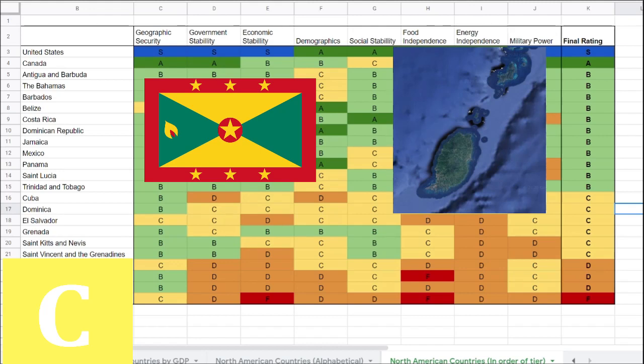It's a Caribbean island. Government stability is C. Socialist government, overthrown by America. It had its socialist government overthrown by America in 1983. Obviously, having your government overthrown is not the best, but there have been democratic elections since then. So that's why this nation is C tier instead of B tier. Economic stability is B. It is mostly dependent on tourism, but its economy is pretty good aside from that. Demographics, B. Growing population and economy, pretty good. Social stability is B. Former British colony.